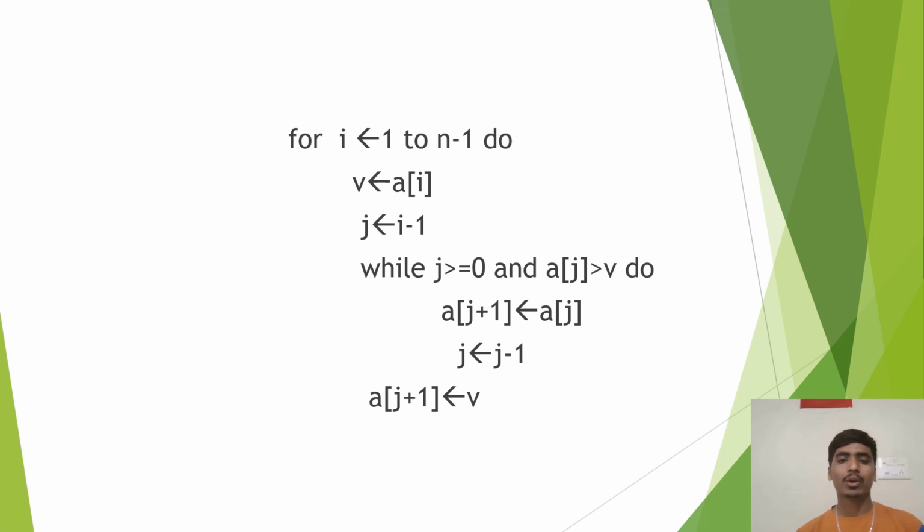For i = 1 to n-1 do: v = A[i], j = i-1. While j >= 0 and A[j] > v do: A[j+1] = A[j], j = j-1. Then A[j+1] = v.